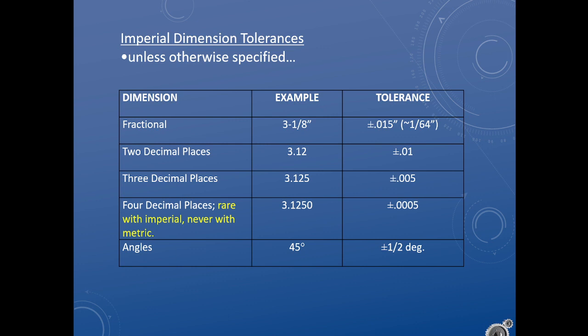We have 3 decimal places, plus minus 0.005. 4 decimal places, 0.0005. We almost never dimension to 4 decimal places. We were talking about thousandths of an inch, right? Those are very small. Dimensioning to tenths of thousandths of an inch is only in the highest of tolerance things.